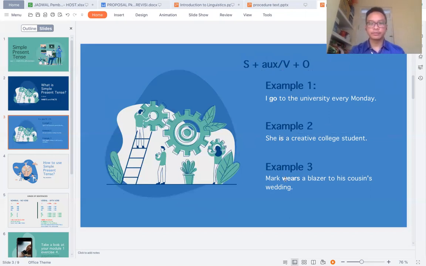Meanwhile, the third example would be Mark wears a blazer to his cousin's wedding. Ya, di sini Mark memakai blazer pada pernikahan sepupunya begitu. So which one is the subject? The subject is Mark over here. And then the verb would be wear with S over here, and then the object would be blazer. Kenapa kok ini ditambahi S, Pak? I will try to explain it to you later. Okay, so here are just the examples of the simple present tense. Let's go on to the next slide.